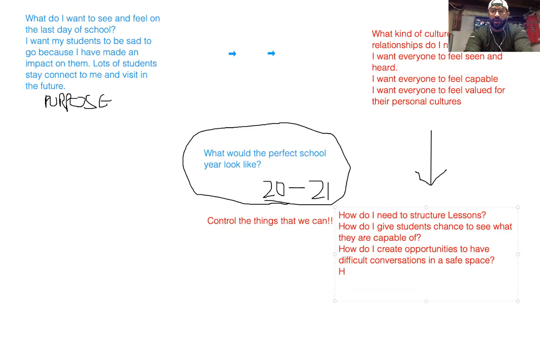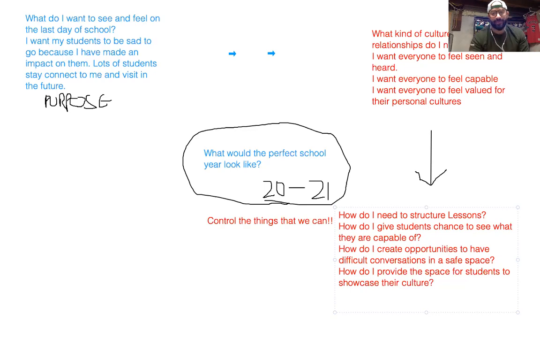And for the last one, how I want everyone to feel valued for their personal culture: how do I provide the space for students to showcase their culture? That's a question I have. And this is when I think about long-term projects and stuff like that. How do I allow you to share who you are?